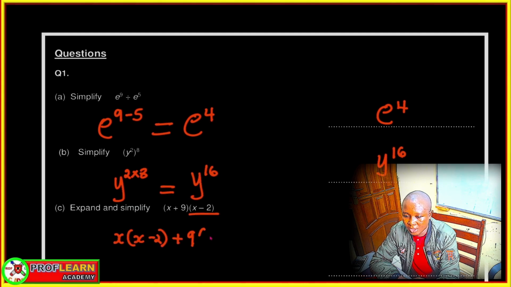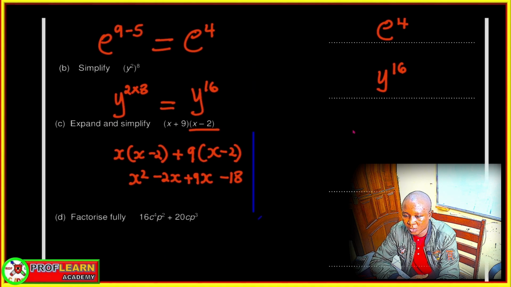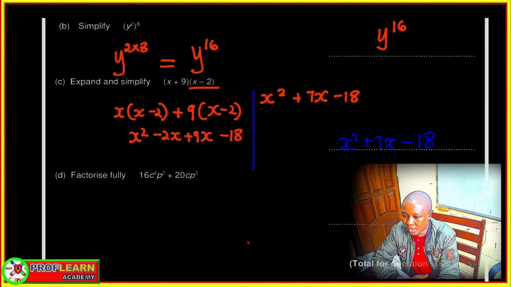And you may be asked a question to do with expansion. For you to expand this, you have the two terms in the first bracket. You are going to multiply each of them into the second bracket, and then put the like terms together. If you work it out, you are going to get x squared plus 7x minus 18 as our final answer in that particular case.